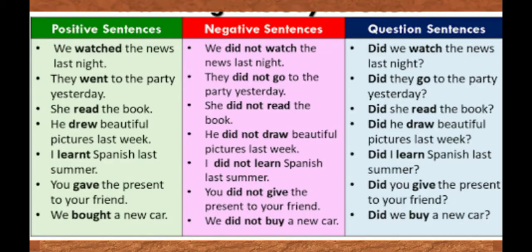Now let's see some examples. Some examples are given of affirmative sentence or positive sentence, negative sentence, and question, that means interrogative sentence. We watched the news last night. Watched is in past form. In negative sentence, we did not watch the news last night. In interrogative, did we watch the news last night?